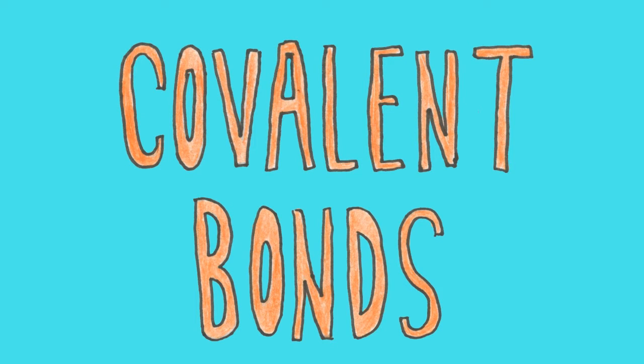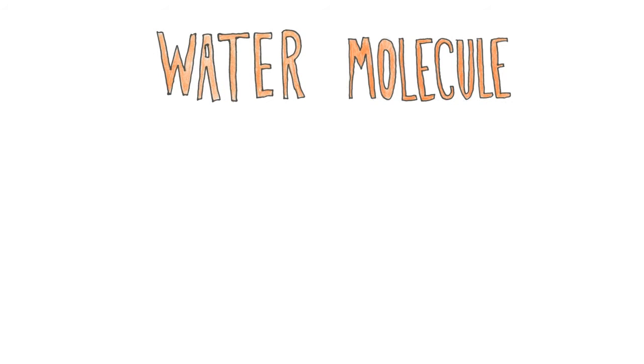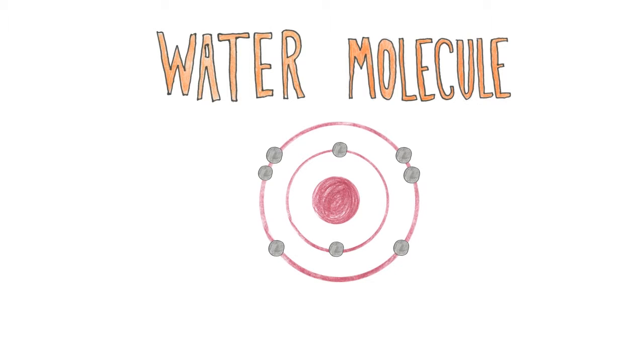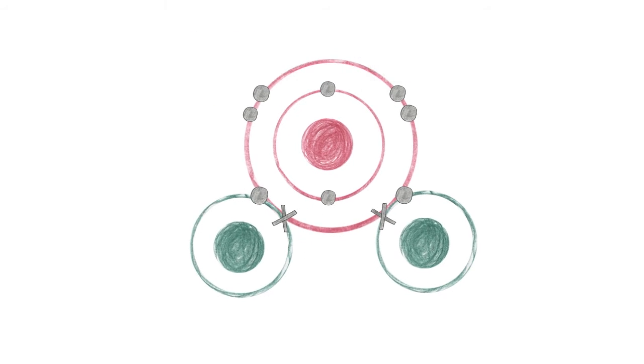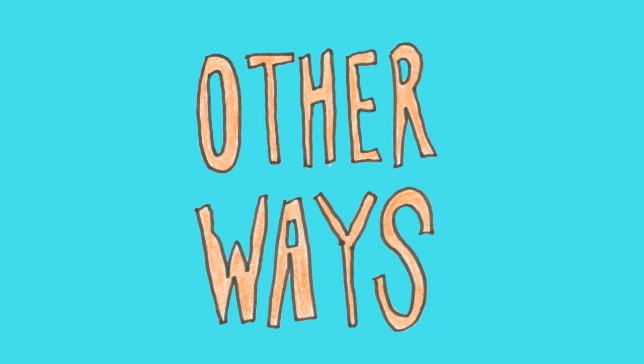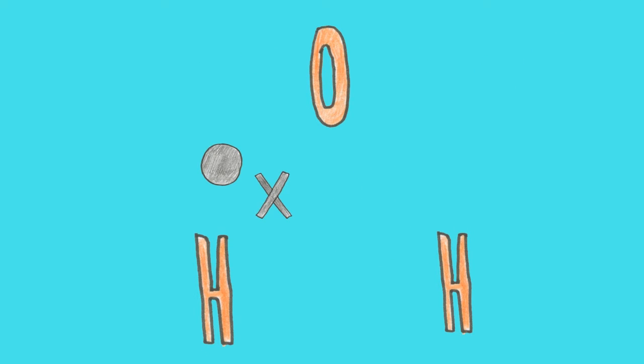Covalent bonds can be represented with dot and cross diagrams. So, for example, in a water molecule, we could use dots to show oxygen's electrons and crosses to show hydrogen's. When drawing a dot and cross diagram, you only need to show the outer shells. As well as dot and cross diagrams, there are 2 other ways to show covalent bonds, like this, using a line to represent the bond, or like this.